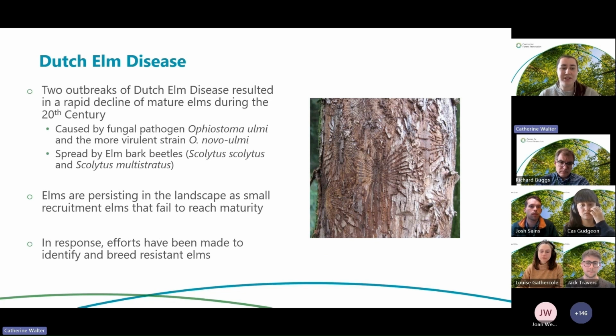Of course, with Dutch elm disease in the 20th century, most of the mature elms that were distinctive of the landscape were killed, which has led to elms still being able to persist, but as small recruitment elms that often fail to reach maturity. In response, efforts have been made to identify native elms that may be exhibiting resistance, but also to breed resistant elms. So in the UK, we have the British elm species, we have their hybrids, we have elm cultivars, we have introduced species, and now we have disease-resistant cultivars.